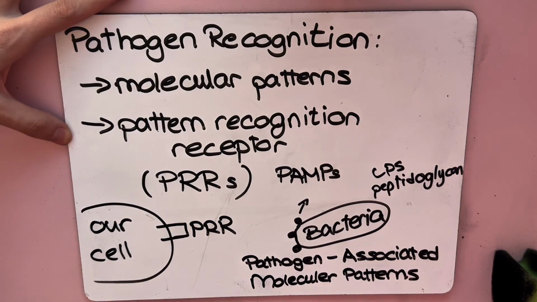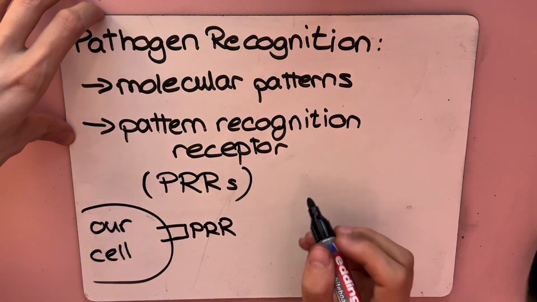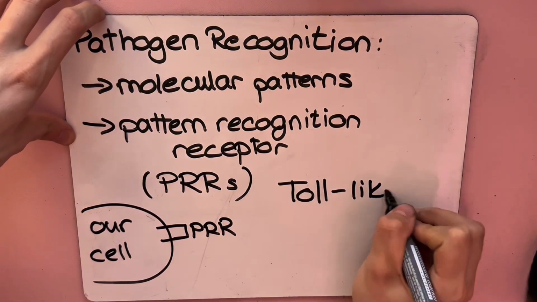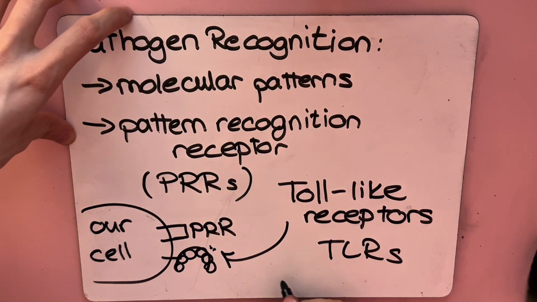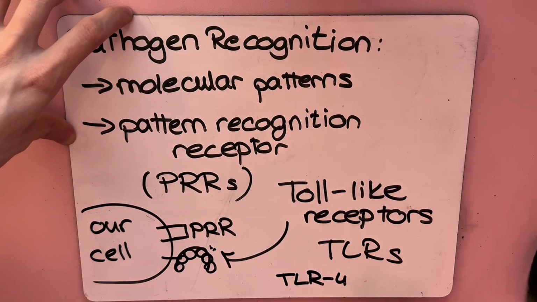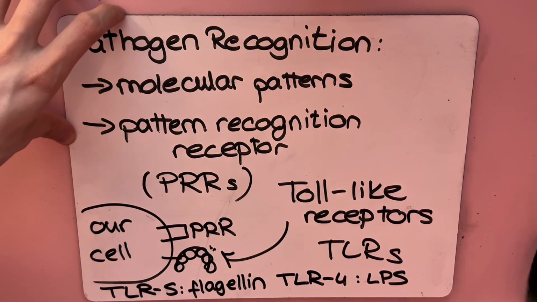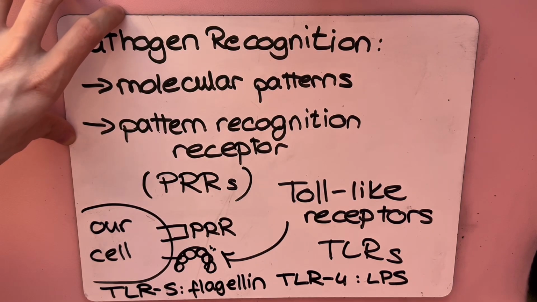Our innate immune receptors recognize these. For instance, toll-like receptors, TLRs, are a well-known family of PRRs. For example, there is something called TLR4, which recognizes LPS from bacteria, and TLR5 recognizes flagellin. As soon as a PRR binds its target, it sends an internal signal to the immune cell: alert, a pathogen is here.